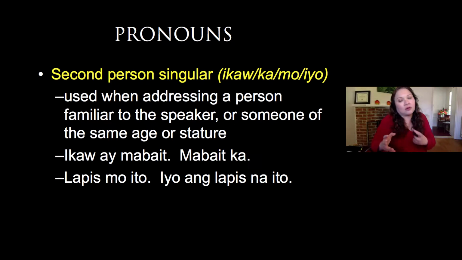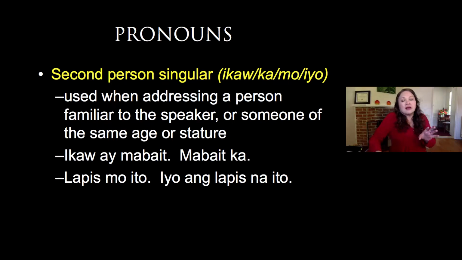Okay, so look at these two examples. Ikaw ay mabait. Okay, so, or mabait ka. So, you use ikaw as subject and mabait ka when it follows. It's like an object. Okay? Lapis mo ito or iyo ang lapis na ito. So, what is iyo here? Iyo means it's yours. Okay? Lapis mo ito or iyo ito.